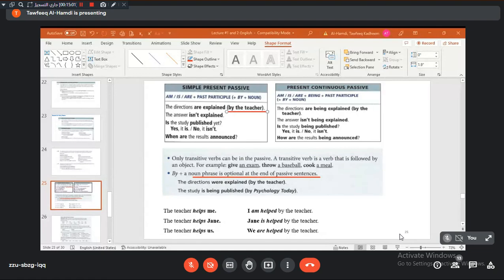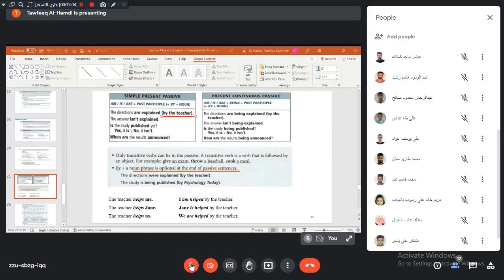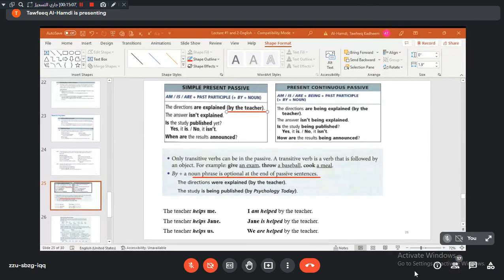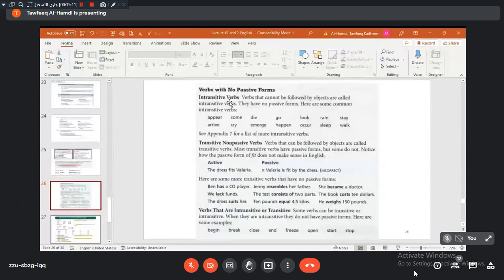Transitive verbs that cannot be followed by objects are called intransitive verbs. They have no passive forms. Here are some common intransitive verbs like appear, come, die, go, look, rain, stay, arrive, cry, emerge, happen, occur, sleep, and walk.